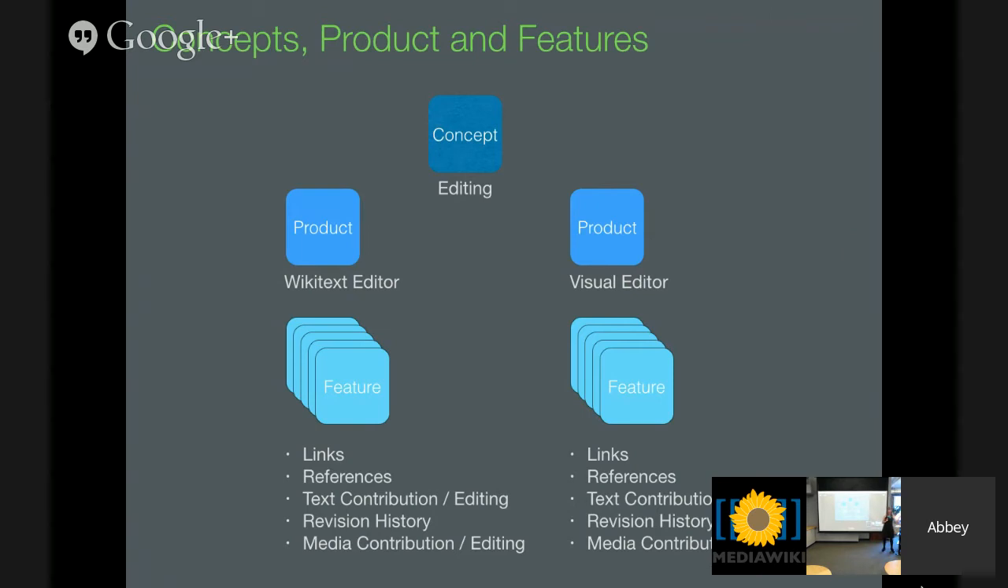So my point is understanding when to do what research within product development and making the room for that. So we have concepts, which, let's think about the concept of editing, and then we have the 2 products: Wiki text editor and visual editor. Those products are built by a whole bunch of features. So there's adding links, adding references, contributing text, editing text. All these little features add up to build a product, and those products then are the instantiation of a concept.